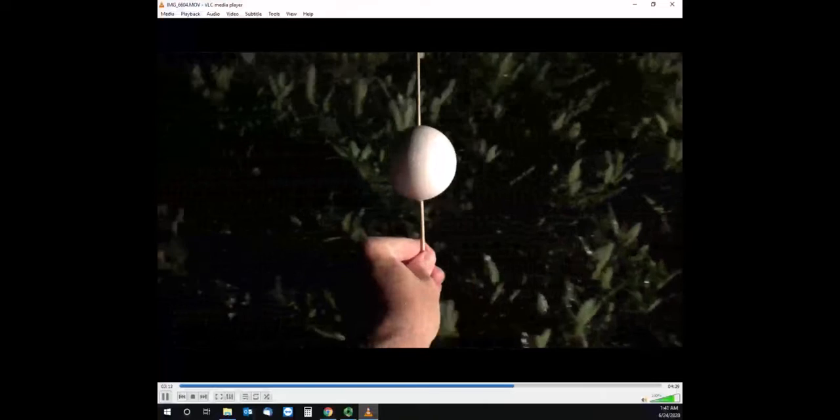So we start with the new moon, and we come across to the waxing crescent. First quarter, waxing gibbous. Full moon, eclipse, waning gibbous.